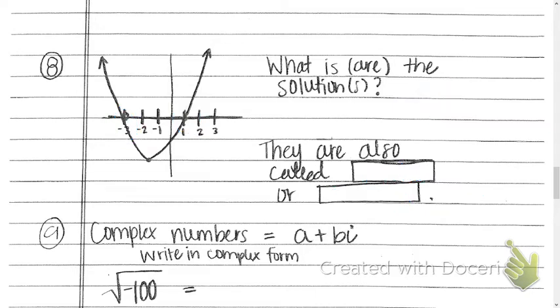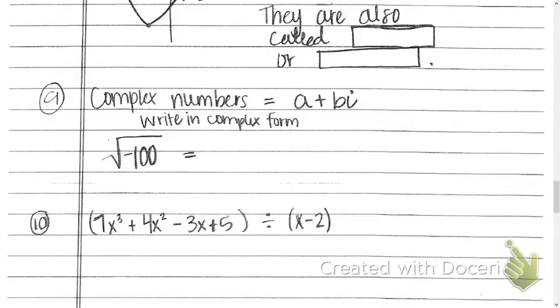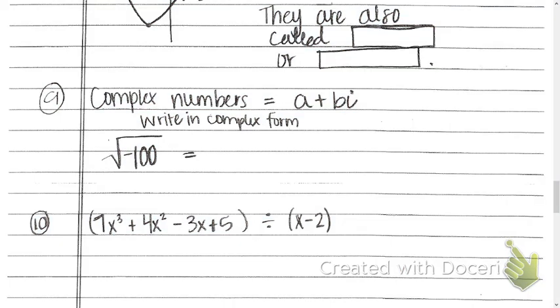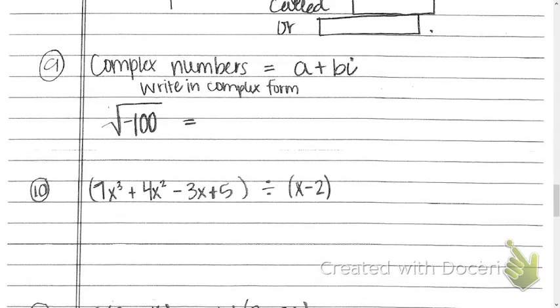All right, number 9. All numbers are what kind of numbers? Not imaginary. They're all complex. So this tells us to write in complex form, which is a plus bi. What has to come last, the real or the imaginary? The imaginary. So what is the square root of negative 100?